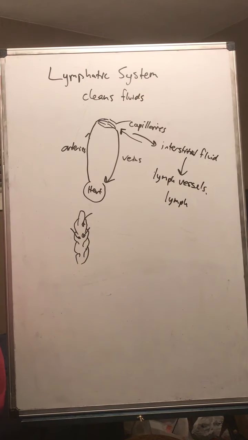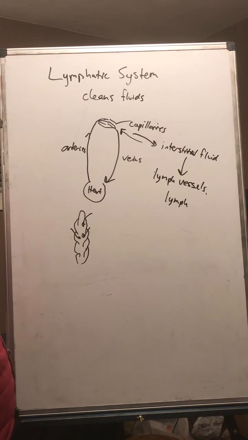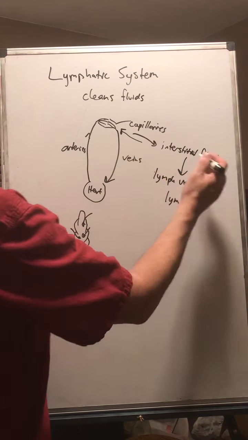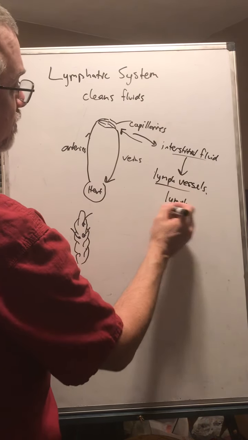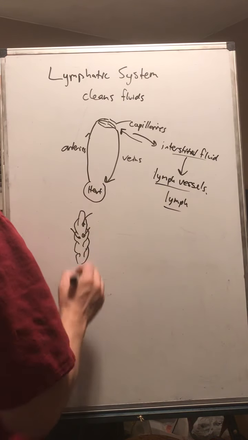So really, it's all the same thing. In your blood, I still can't remember the name of what it's called. It's not serum. Well, the fluid in your blood becomes interstitial fluid when it enters your tissue. Then when it enters a lymph vessel, it becomes lymph. So then it flows down here.